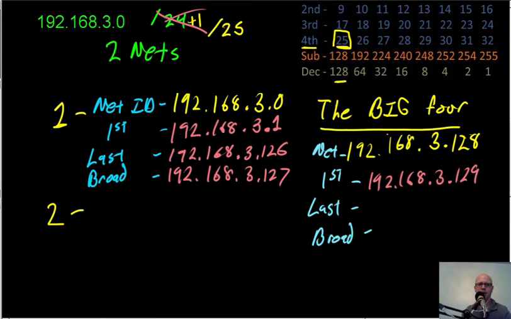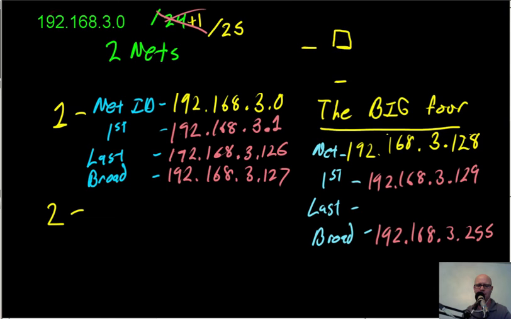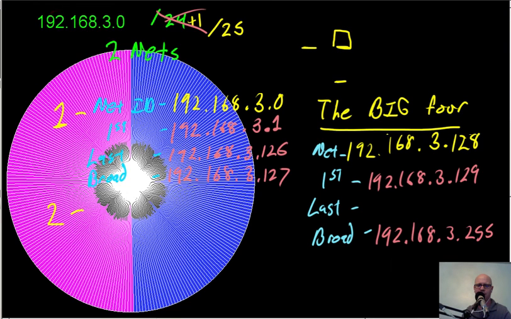So our broadcast is going to be 192.168.3.255, or that last piece, right? If I bring up our /25 pie circle again, it's this piece right there. It's kind of the same color, but that piece right there.